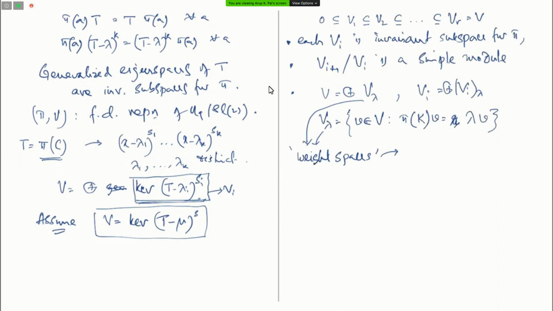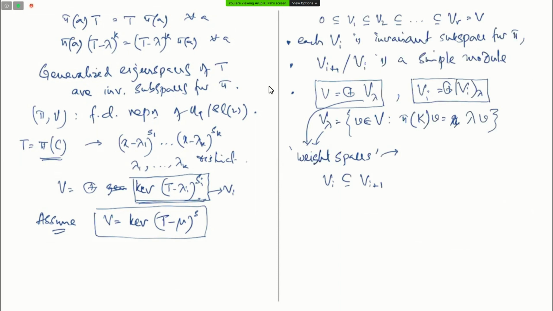What we have seen earlier was that any finite dimensional representation will decompose as a direct sum of weight spaces. So this fact would be useful. And since the Vi are invariant subspaces, they also decompose into the corresponding weight spaces, Vi lambda. Each Vi is contained in the next one, Vi plus 1.